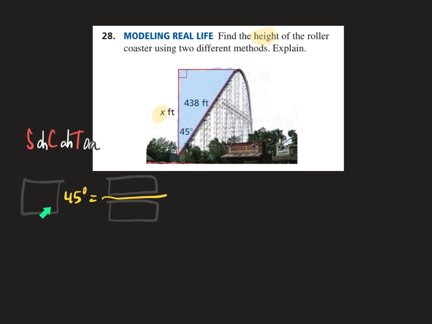And depending on which one we use, that will determine what values go in the numerator and denominator of our ratio. So when we're at 45 degrees, 438 feet and x feet are our two sides. We are not using opposite, which means we're using adjacent and hypotenuse, which means this will be a cosine ratio. So cosine of 45 degrees is the adjacent side divided by the hypotenuse, x over 438.